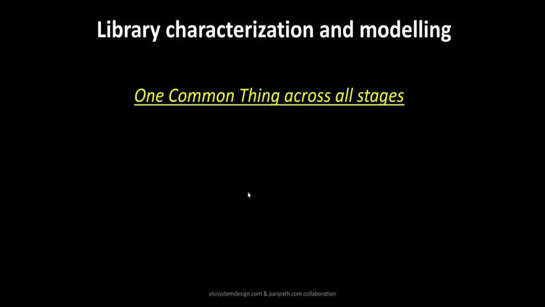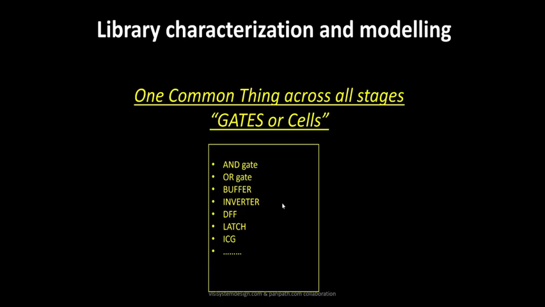So in all these steps, one thing is common across all these stages, and that is your gates or cells. If you have an AND gate, an OR gate, buffer, inverter, D flip-flop, latch, ICG, all these are common across all these steps, and that's where your library characterization step is really very important.